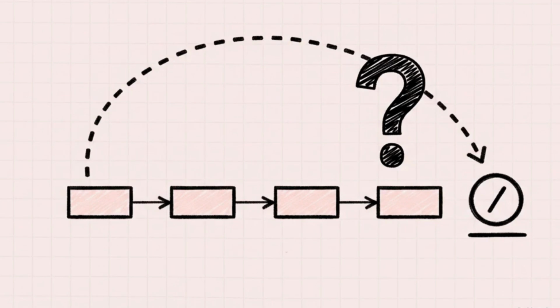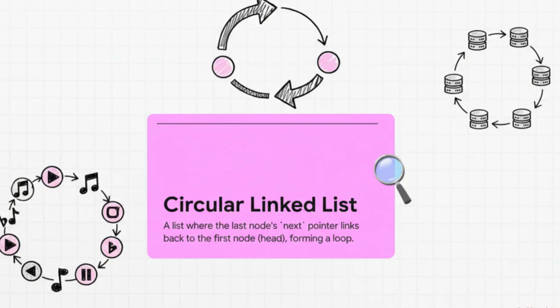Okay, so let's take this chain concept one step further. What if we just got rid of the end altogether? What if we created a list that just loops back on itself? And that's what a circular linked list is. The last node doesn't point to null, it points right back to the very first node, creating a closed loop.